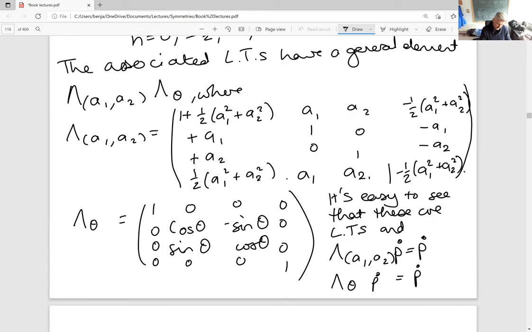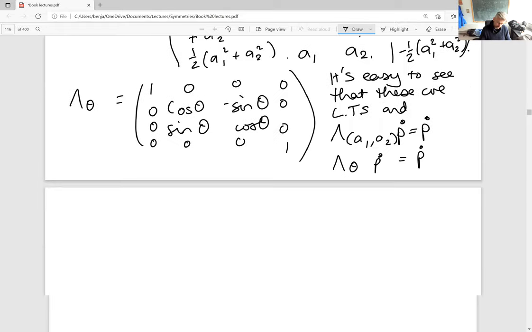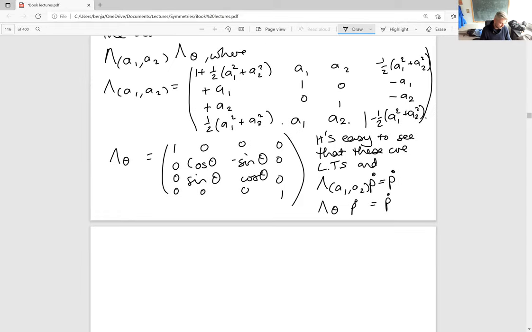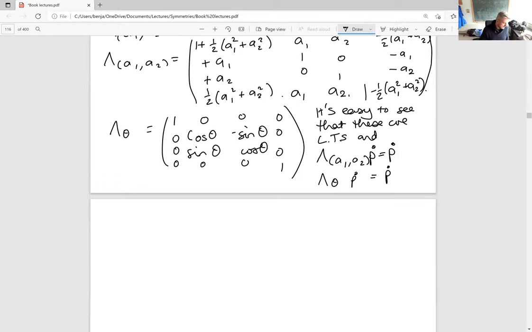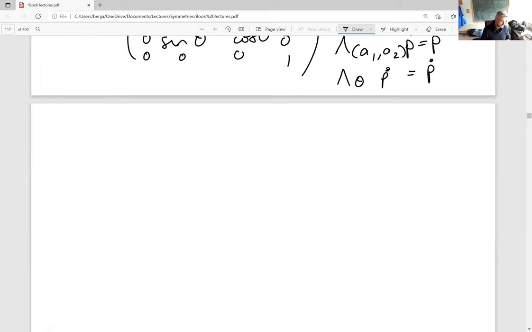I think those are pluses there. So the construction of the representation space for p squared equal to zero proceeds similarly to the massive case.